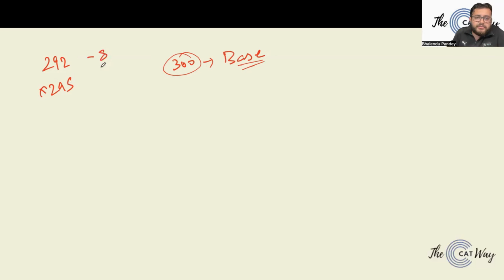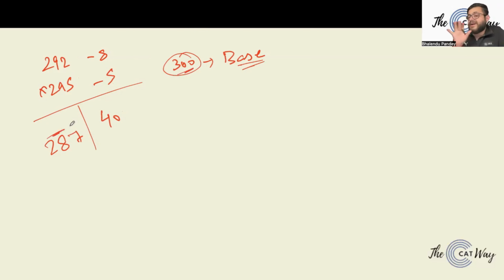तो अभी क्या होगा? This is minus 8, this is minus 5. सो ये क्या हो गया बॉस? ये हो गया आपका 40. 292 माइनस 5, 287. करेक्ट? अब क्योंकि ये तो बेस 300 में वैल्यू है, तो to convert that into base 100 what you need to do, you need to multiply it with 3. ये आपका क्या हो जाएगा? 28, 28, 28, 840, 840 and 21, 861. 861 और 40 भी नहीं आएगा.